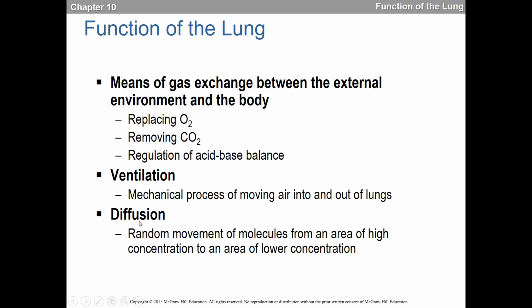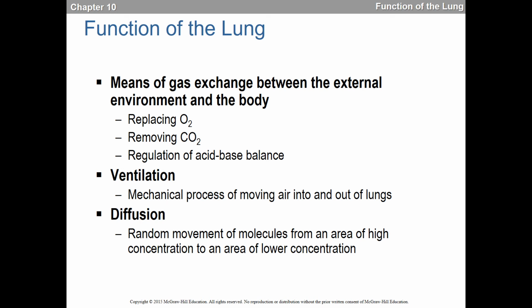Now, one big word here that I've talked about a couple of times: in the last lecture I talked about simple diffusion, but here I just want to define it again. It's the random movement of molecules from an area of high concentration to an area of lower concentration. So that's mostly how oxygen and CO2 are going to be moving.